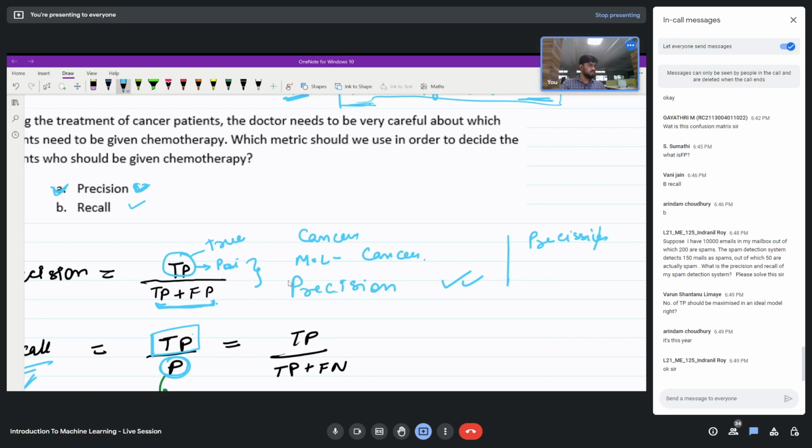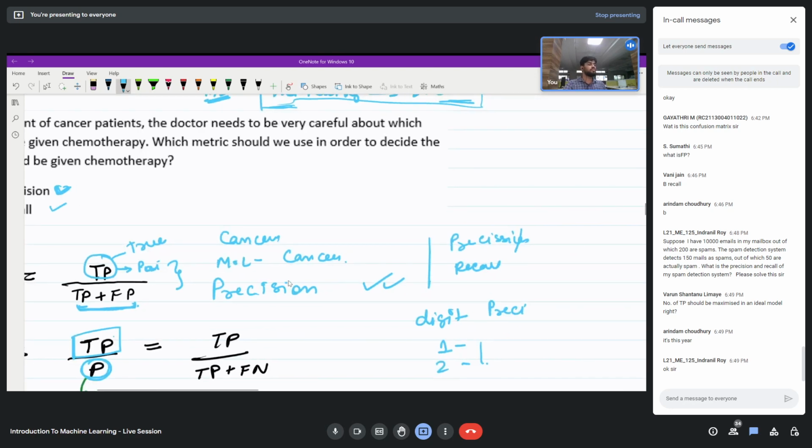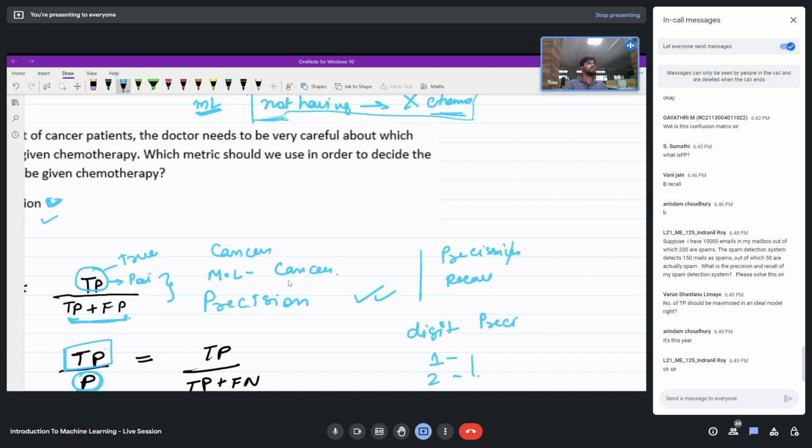Okay, I'll just come to the point. Precision and recall for the negative class also. Now, if you have something like digit recognition, then you can have precision and recall for every class, that is class 1, class 2. So the question of whether true positive should be maximized is not actually true, because it would vary from the problem that you're trying to solve.